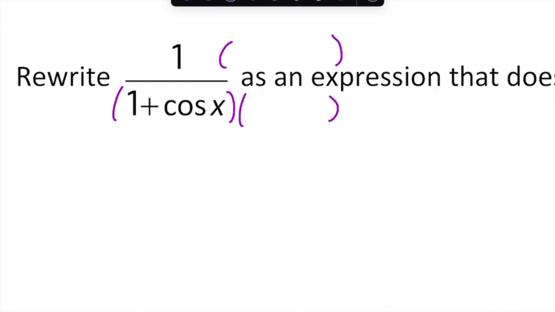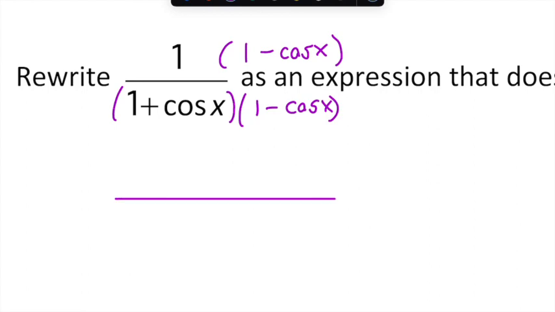Can't do much with it when it's 1 plus cosine, but I'm going to manipulate this by multiplying the top and bottom by the conjugate. And what do I need to change for the conjugate to be the conjugate? Minus. Yeah, make it a minus there. So we're going to multiply by 1 minus cosine x on the top and bottom right there.